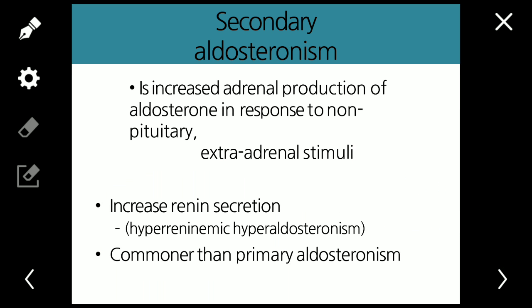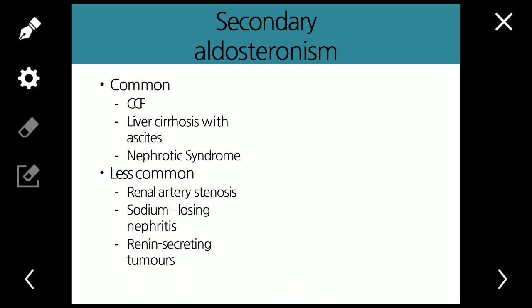Secondary aldosteronism is increased adrenal production of aldosterone in response to non-pituitary extra-adrenal stimuli. It can be due to increased renin secretion, called hypereninemic hyperaldosteronism, because renin and aldosterone are linked. If more renin is secreted from the kidney, more aldosterone will be secreted from the adrenal gland, and it is more common than primary aldosteronism. Secondary aldosteronism is mainly due to congestive cardiac failure, liver cirrhosis, ascites, nephrotic syndrome. Less commonly it is caused by renal artery stenosis, sodium losing nephritis, renin secreting tumors.